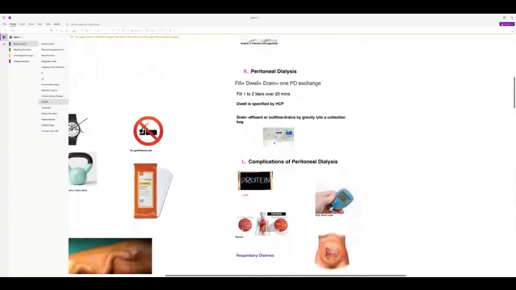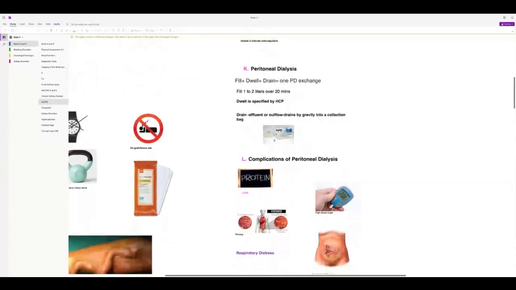So peritoneal dialysis involves filling the peritoneum with dialysate, letting it dwell. The provider orders the dwell, so dwell 20 minutes, and then you drain, okay? So that's one PD exchange, and people could have several over the course of a day, and some people do it continuously, all right? So the drain is effluent or outflow, that's what it's called, and it drains by gravity into a collection bag.